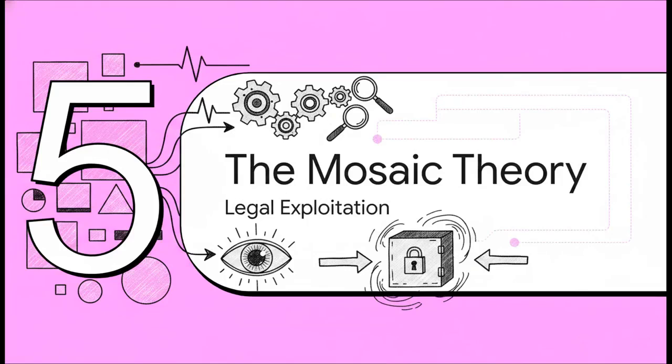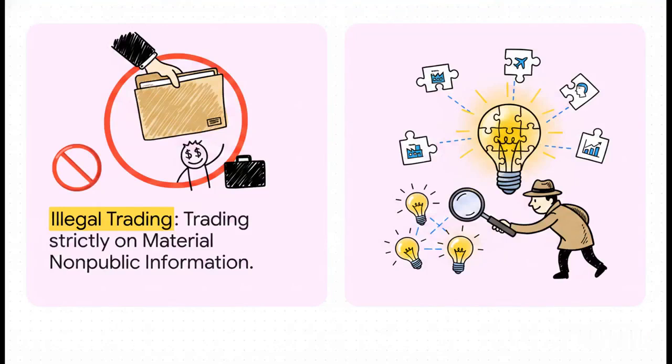And that legal gray area perfectly sets up Part 5, the mosaic theory. This is where things get really fascinating. Trading strictly on MNPI is illegal insider trading, no doubt about it. But the SEC totally allows something called the mosaic theory.